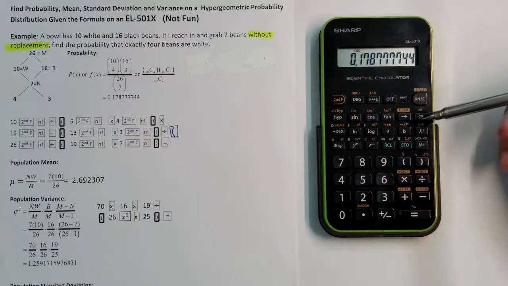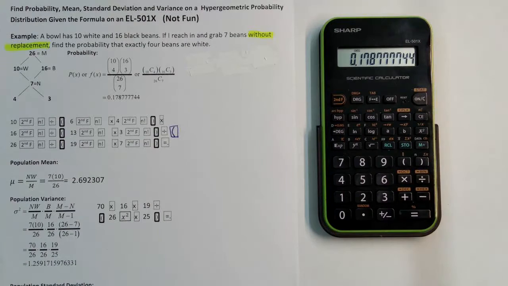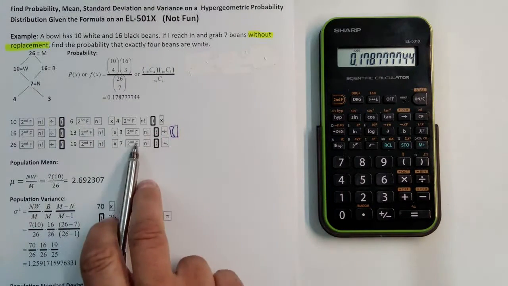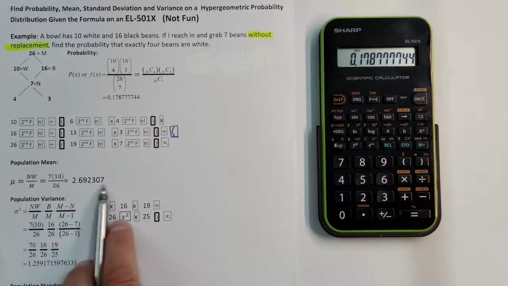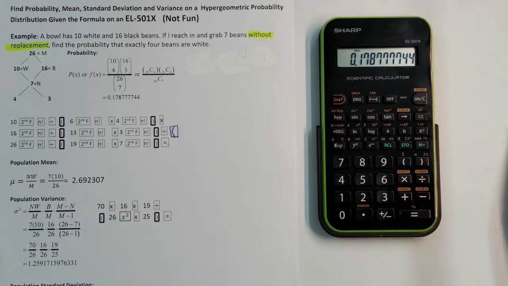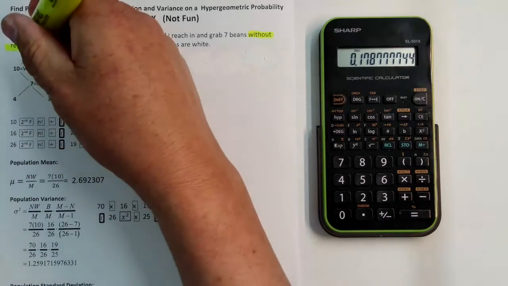If you have a calculator that has a combination function, it's going to be a little simpler, but you can do it on here. So that's what I meant by not fun. Everything else is pretty straightforward. In fact, now that we've done that, we can do the hard stuff. I mean, the nicer stuff.